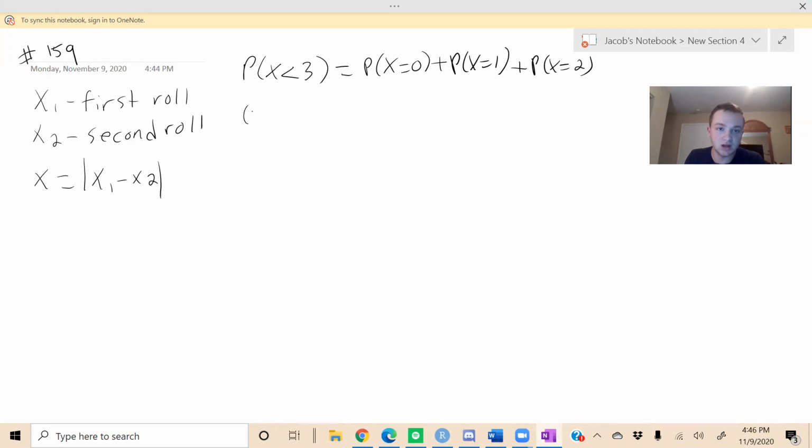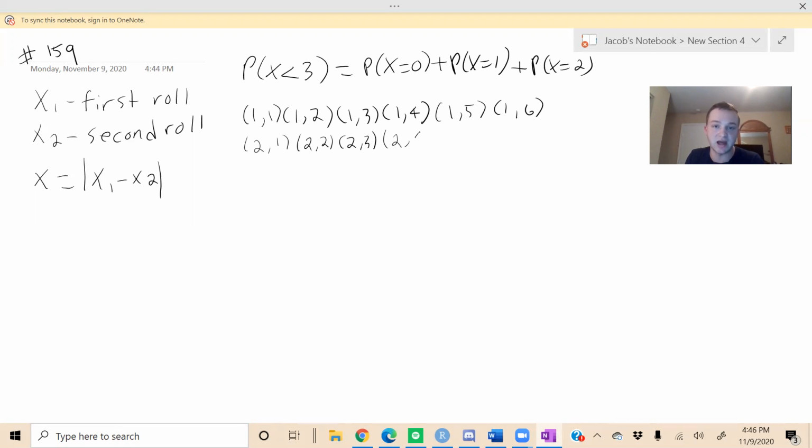So we do 1, 1, 2, and so on. So you can definitely see the pattern. And then when you first roll a 2, you can get a 1 and so on. So you can definitely see, I'm literally just writing down every single possible outcome when you roll 2 dice.